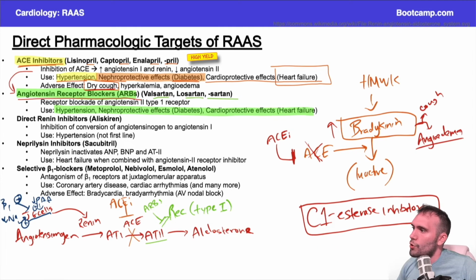And then we have the direct renin inhibitors. So again, we're just going back to our pathway. At what step in the pathway would a direct renin inhibitor affect? A direct renin inhibitor would affect this step here.